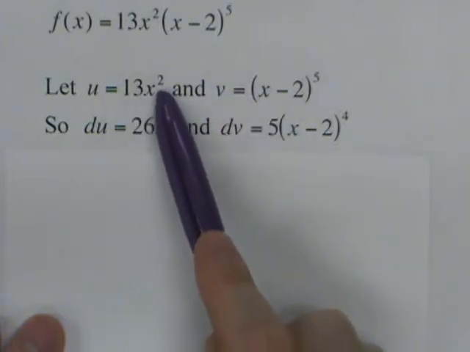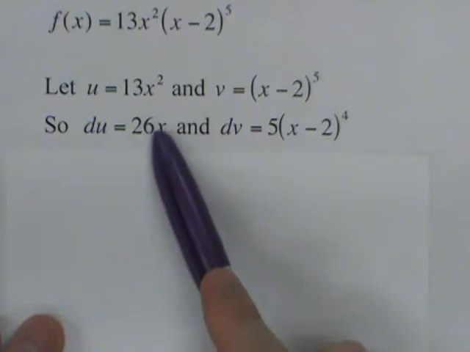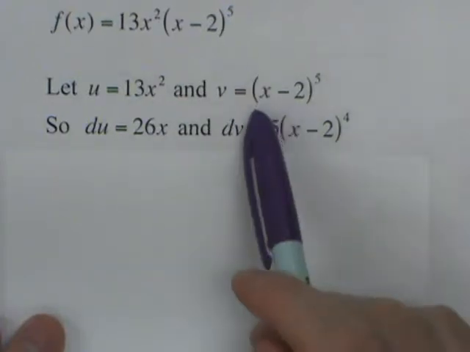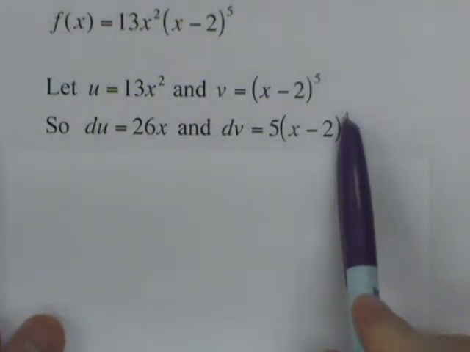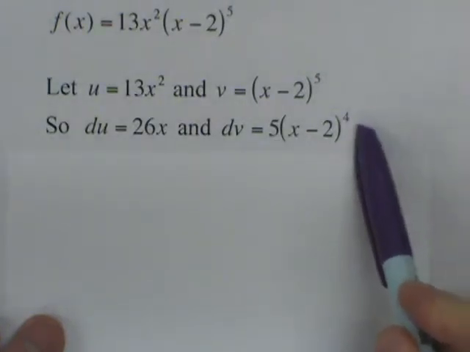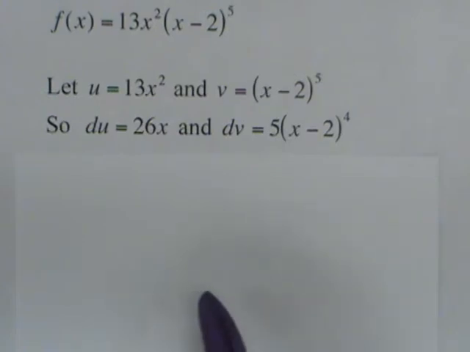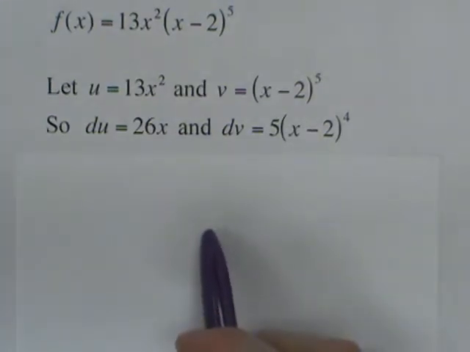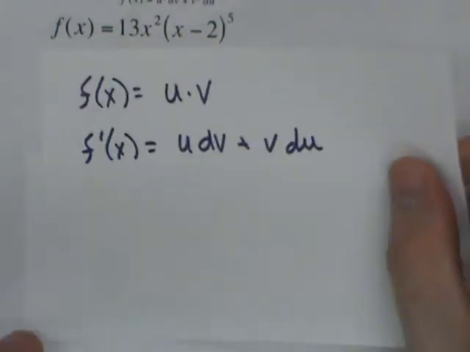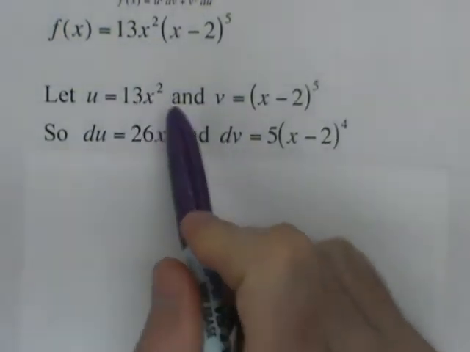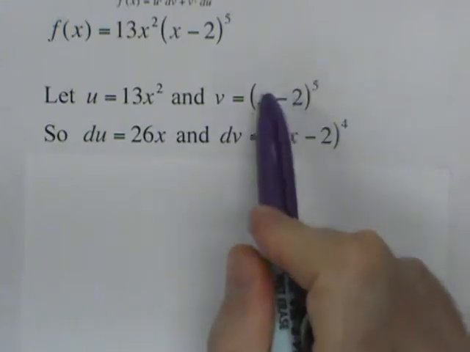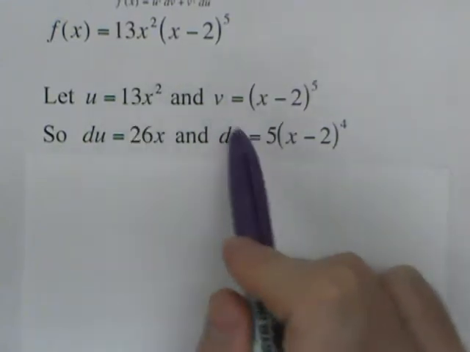So the derivative of 13x squared by itself is just 26x. The derivative of (x minus 2) raised to the fifth would be 5 times (x minus 2) raised to the fourth. Now this comes from the previous set of examples, which would be known as the power rules. Once I have those derivatives all set up, I'm going to apply the formula that I just mentioned a second ago, which was the u dv plus v du. I will go u dv plus v du. So it's just kind of like a cross tabulation there.